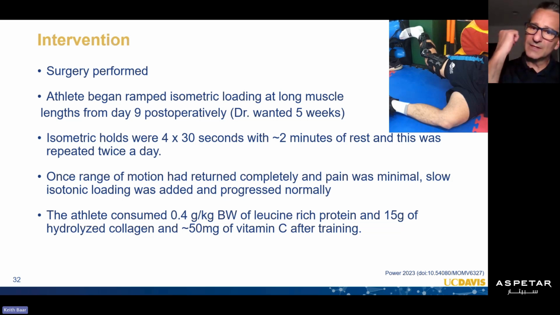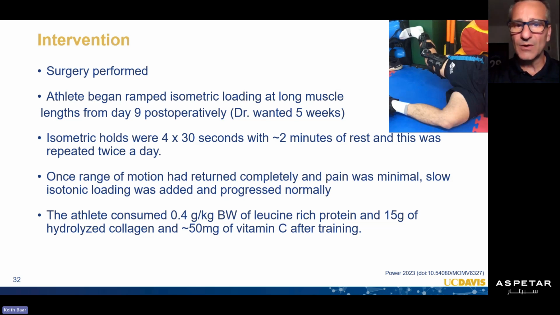Basically what we did is we had him lengthen the leg to the point where, oh yeah, that's tight. That's where I'm going to start my contraction. I'm going to do a low jerk isometric. So I'm going to ramp into the force over 3 seconds. Now I'm going to hold that for 30 seconds. Now I'm going to let it off for 3 to 5 seconds. As he can do that more and more, he can straighten his leg more, and he can continue to load from that long position. Once it's all the way to full range of motion, now we can start isotonic loading and progressing him normally through his return to play routine.